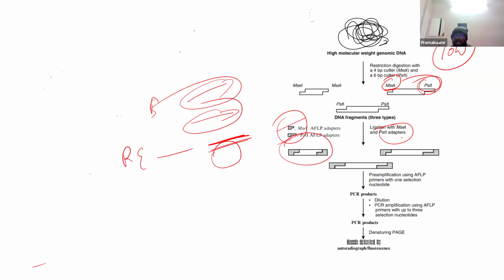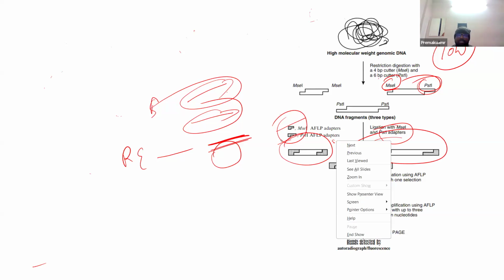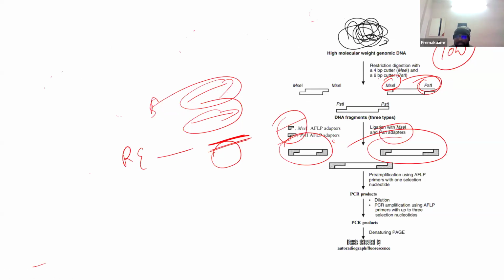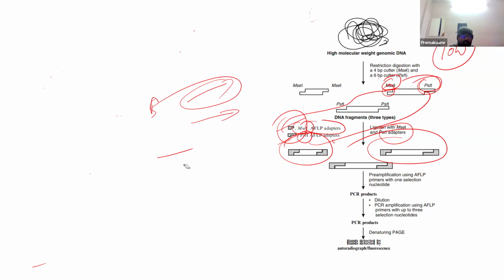Then only those fragments that have that adapter, and have some selection nucleotides, will amplify. It's not like they select this band and then amplify. They are having this band end, so they design adapters. That's why in AFLP there is an MseI specific adapter and a PstI specific adapter. They will go and bind here, and only those will amplify. We know the restriction sites of all the restriction enzymes, so we can easily design adapters for them.